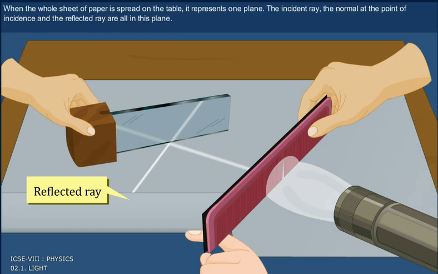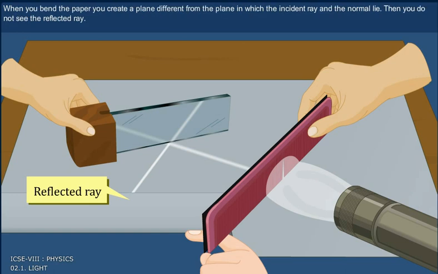When the whole sheet of paper is spread on the table, it represents one plane. The incident ray, the normal at the point of incidence, and the reflected ray are all in this plane. When you bend the paper, you create a plane different from the plane in which the incident ray and the normal lie. Then you do not see the reflected ray.